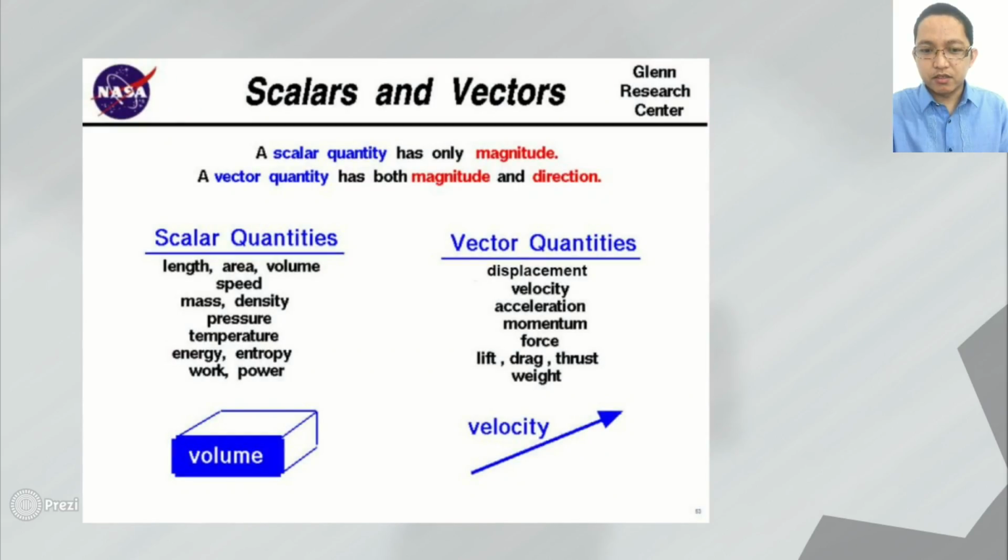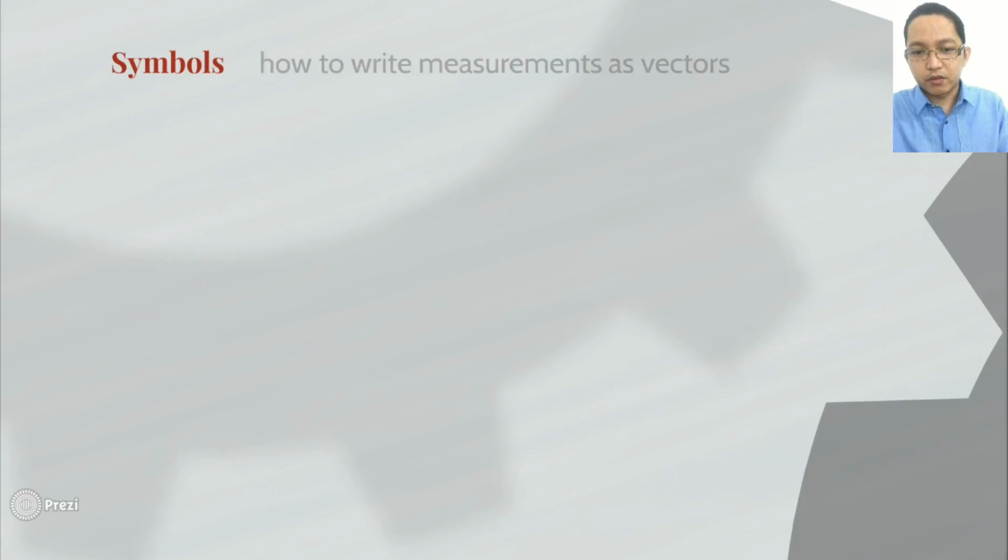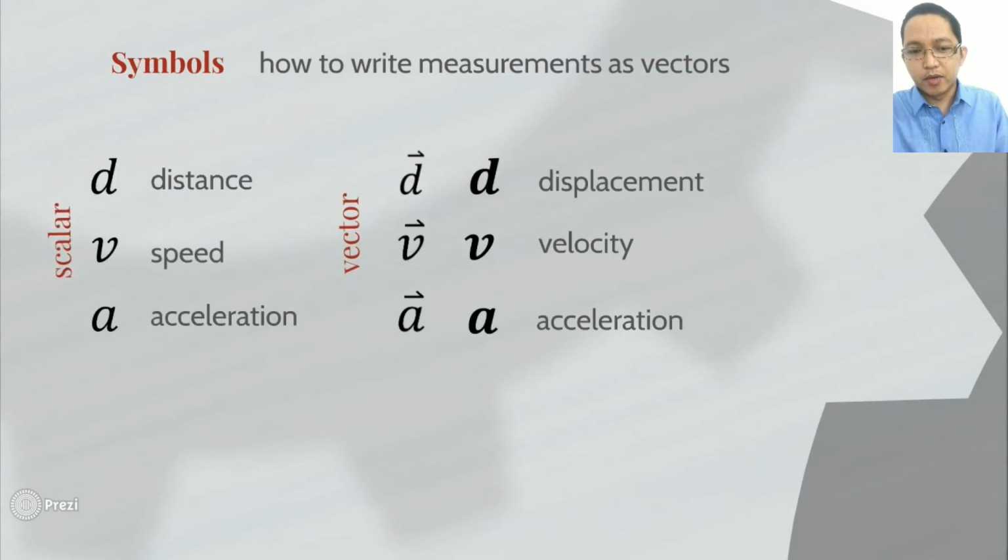Vectors are those quantities that are accurate only if they are described with a direction. The symbol is telling you that it is a vector if the quantity has an arrow above its symbol or it is written in bold.